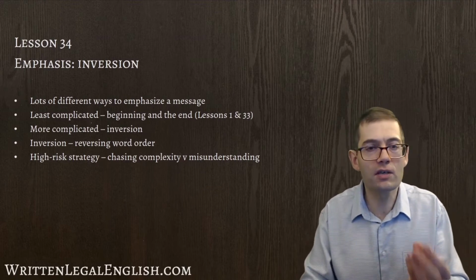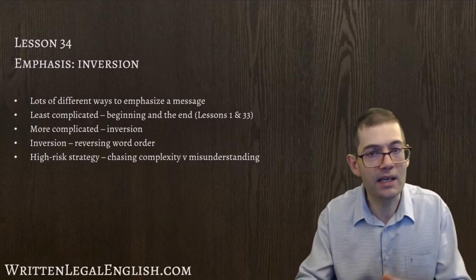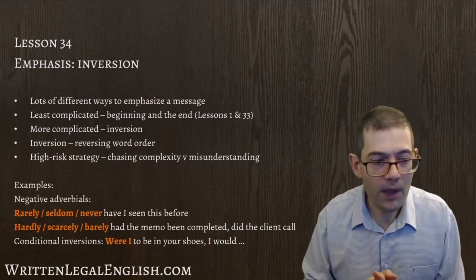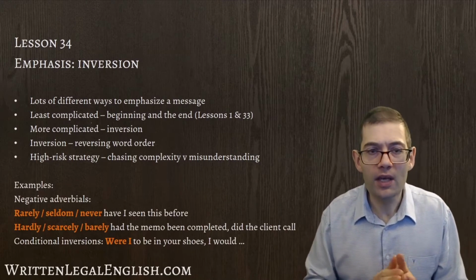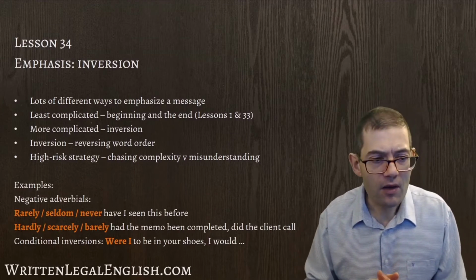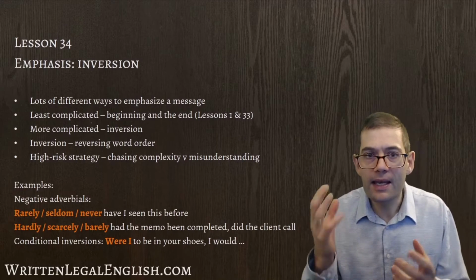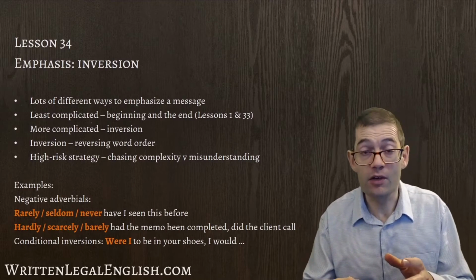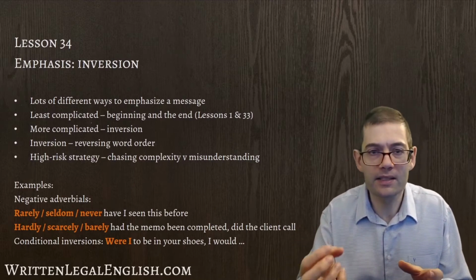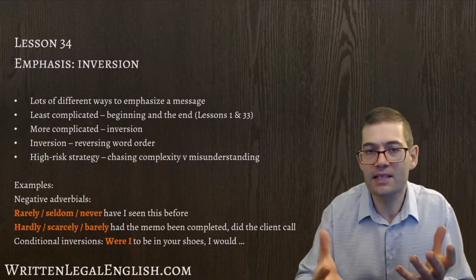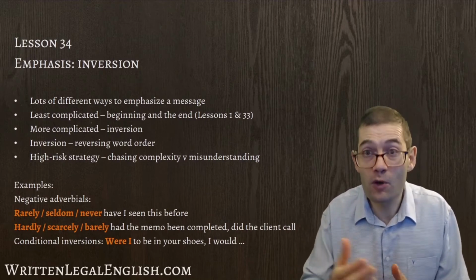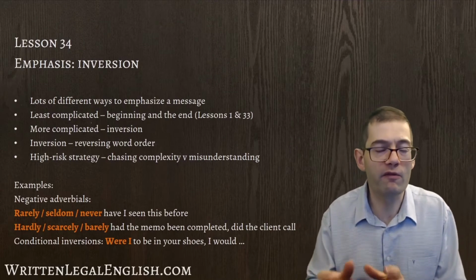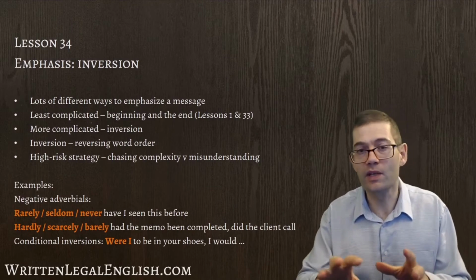So these are the forms that you will see if you have a look at an advanced English grammar book. And there are two main forms, which are based on negative adverbials and conditional inversions. So negative adverbials, you see there next to me: rarely, seldom, never. So rarely have I ever seen this before. And then you've got other negative adverbials in which you have a slightly more complex inverted structure. So hardly, scarcely, barely. Hardly had the memo been completed, did the client call. And of course, there are a number of variations that you can have with that inverted structure.